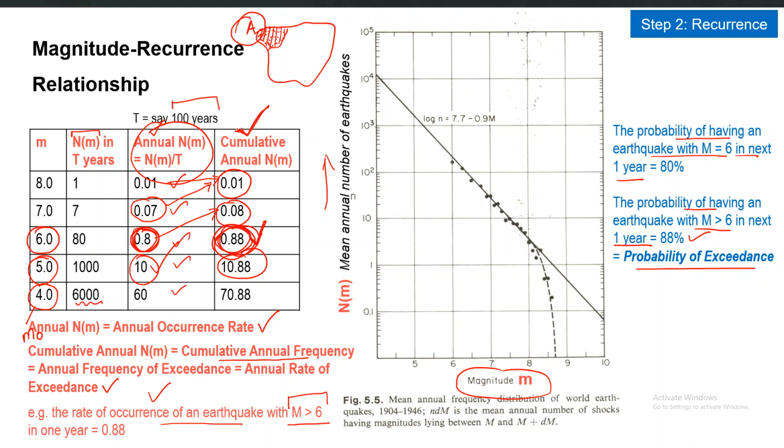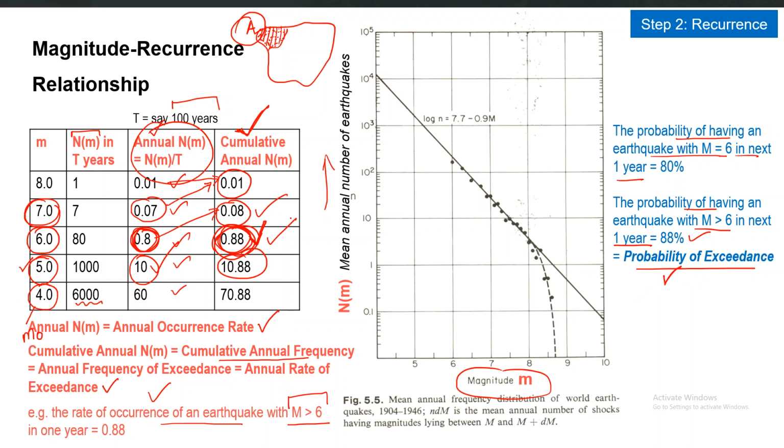So for example, using this data, the probability of having an earthquake with magnitude greater than 7 is 8%. Similarly, having an earthquake with magnitude greater than 6 in the next 1 year is 8.8%. And if this number is more than 1, it means that that particular magnitude will surely occur in the next 1 year. So the concept of probability of exceedance should be understood at this stage.